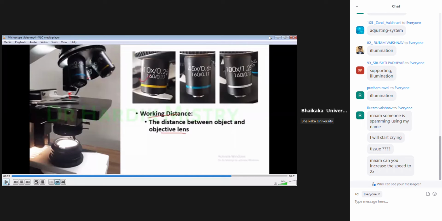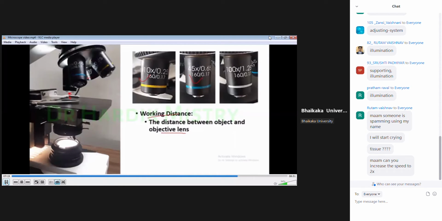The working distance is shown as a red colored arrow. Okay, very simple to understand. Here the red color arrow is there, which you understand as working distance. With the 100x lens there is no working distance present because the 100x lens is known as oil immersion lens.